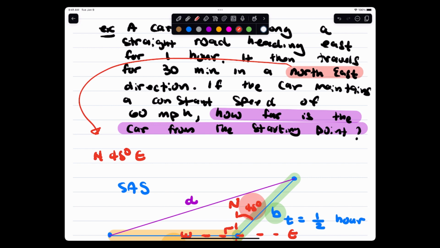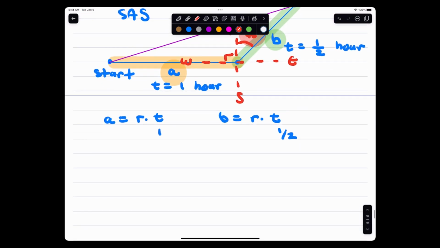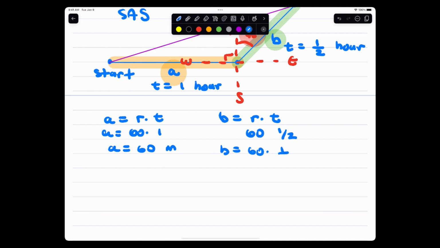Is it 60 miles per hour? So for both of them it's 60? Yeah. 60 times 1 is what? 60. That's 60 miles. 60 times 1/2. What's that going to be? 30 miles. So A is 60. B is what? 30.